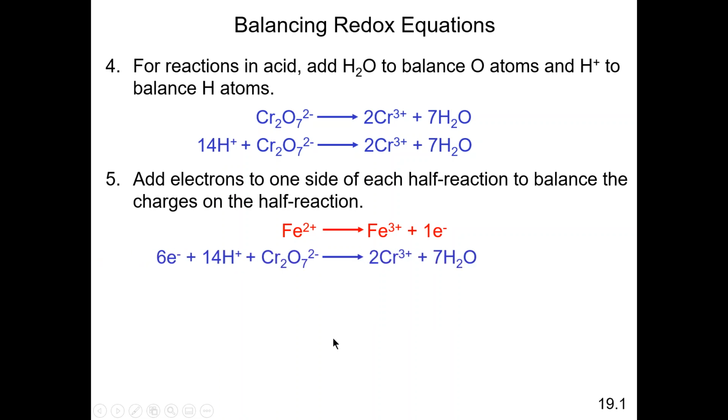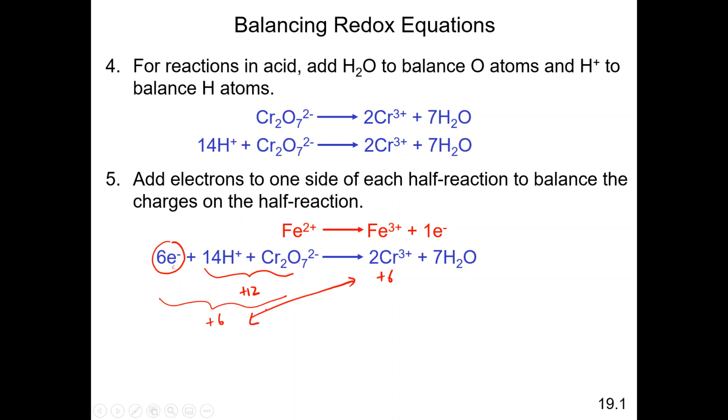In the case of the second half equation, if you add up the charges on the right side, this would be +6. And before you add the electrons to the left side, this is going to be +12, right? So what we need to do is add 6 electrons to the left side so that the total charges as a result of the addition of the 6 electrons will be 12 minus 6. That gives you +6, which balances with the +6 on the right side.